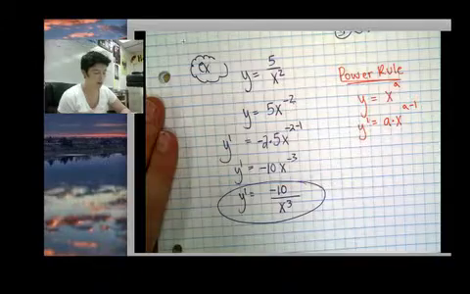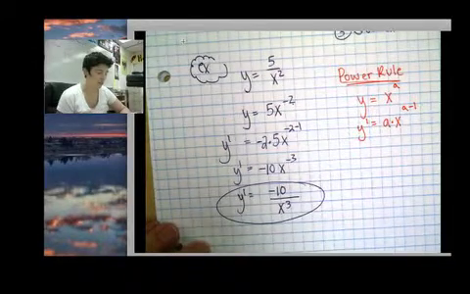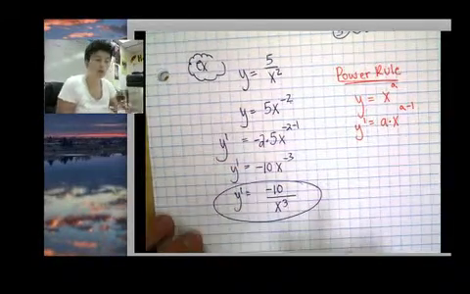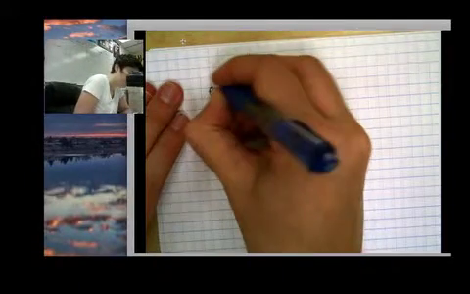So that's kind of my power rule. That's basically what it looks like. One more example here, and then we'll move on to the product rule.